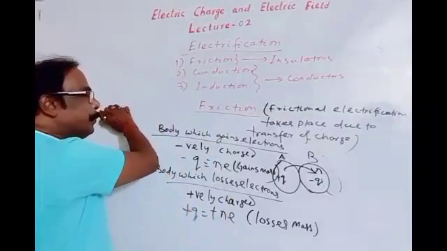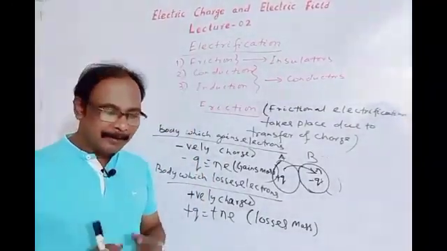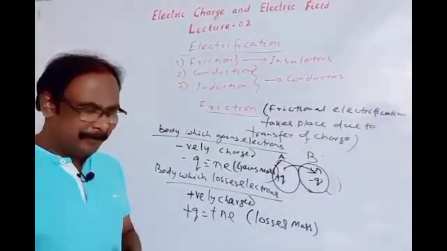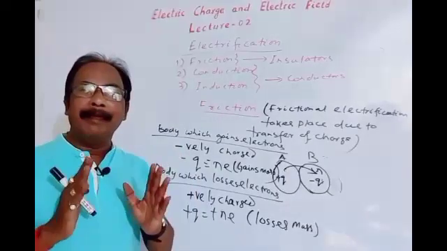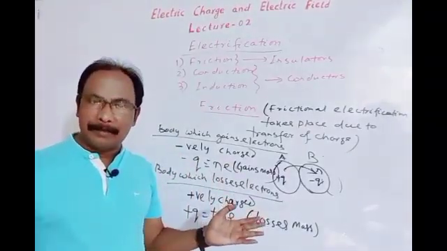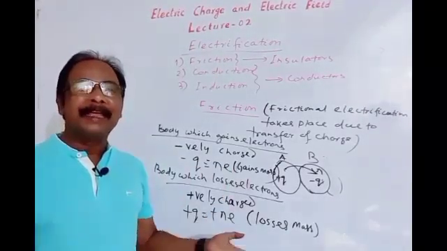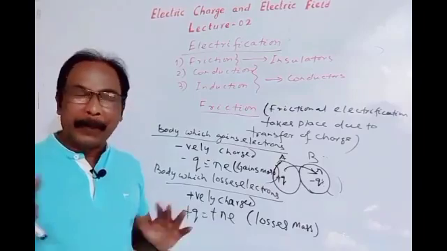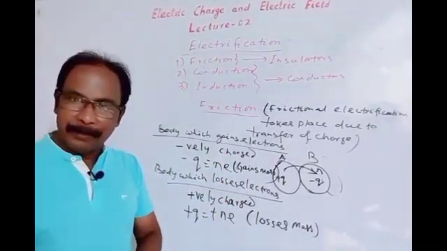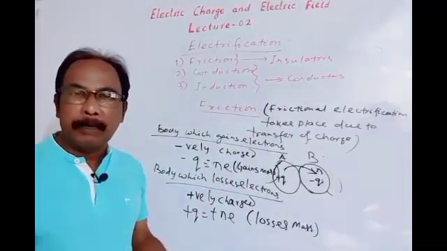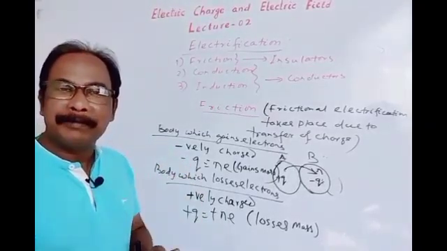Then some questions related to frictional electrification. Let's discuss one or two questions. The vehicles carrying inflammable substances, or you may say gasoline tankers, or the vehicles carrying petroleum products, carry a metallic chain suspended from the vehicle touching the earth. Why?